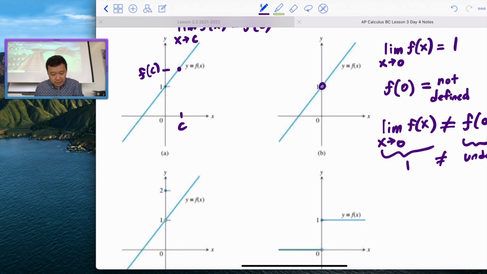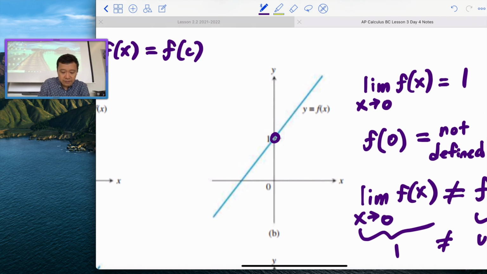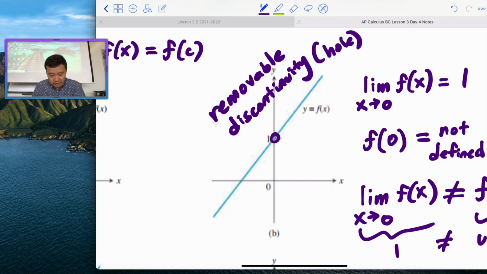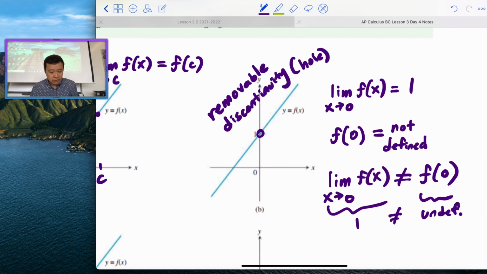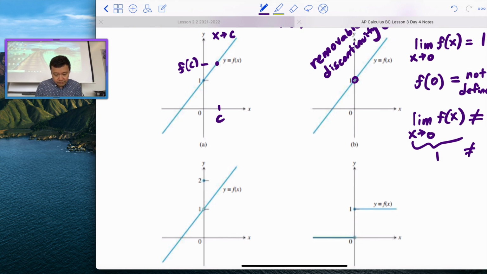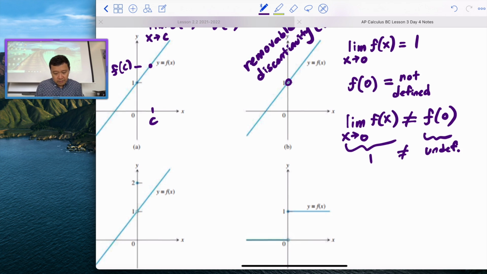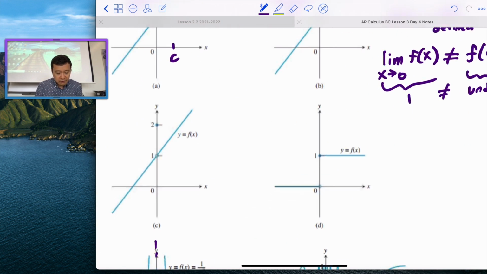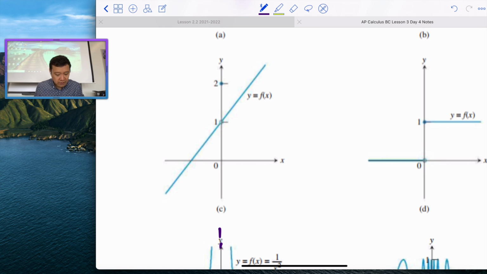Let's take a look at other cases. By the way, this second graph is an example of what we call a removable discontinuity. A removable discontinuity is simply a hole. It's discontinuous because you have a hole, one small hole at that one singular x value, where your limit value will not match the defined value, or the defined value isn't there at all. Similarly, let's take a look at the third graph right here.